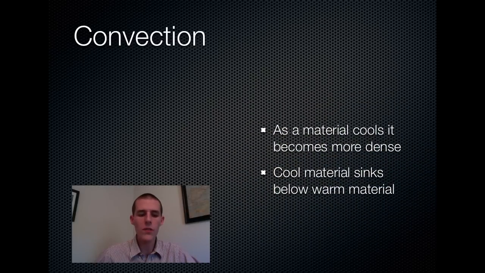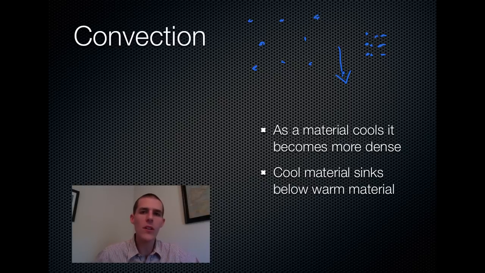On the opposite end of this, as a material cools, it becomes more dense. Let's say we've got our hot material where the atoms and molecules are all spread way out from each other. As this material cools down, all of those atoms slow down and they start to pack together. So we are becoming more dense. We are putting more atoms into a single space. So just like when something became warm and rose, as something becomes cool, it becomes more dense and it sinks.